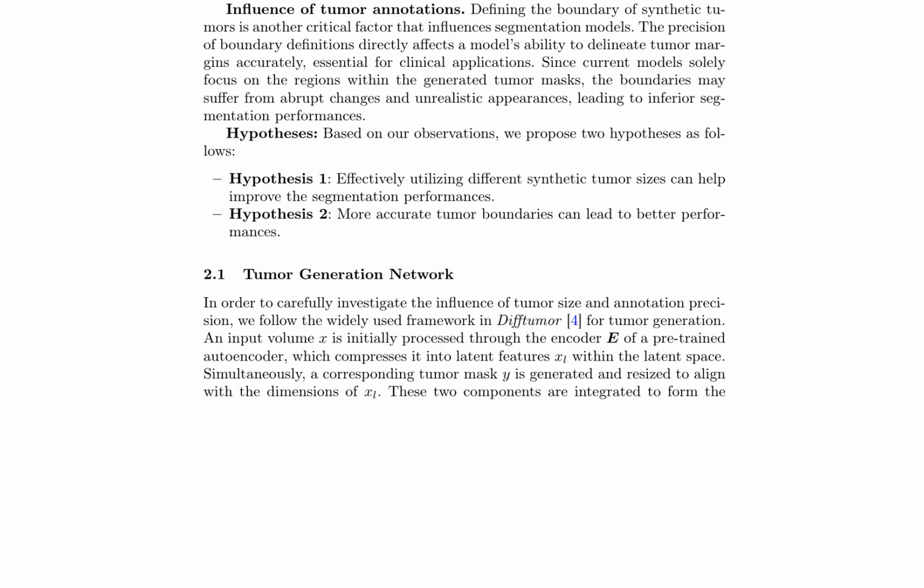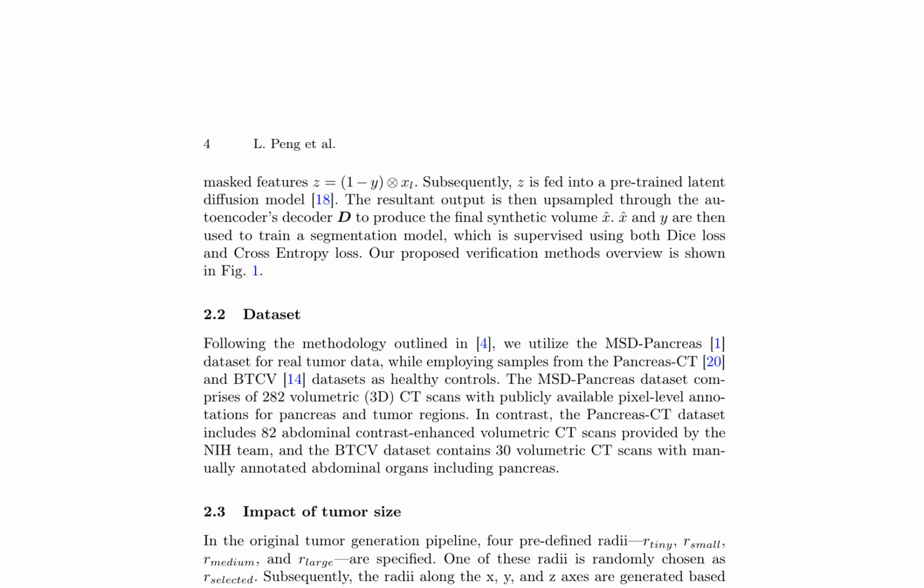To verify the first hypothesis, the authors controlled the tumor size during the generation process by analyzing tumor volumes from the MSD pancreas dataset and categorizing them into 4 predefined size classes: tiny, small, medium, and large. These quartile-based radii replace the initially predefined radii to ensure an accurate representation of natural tumor size variations.